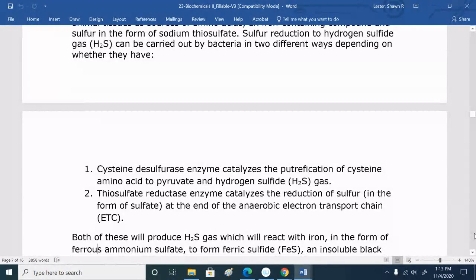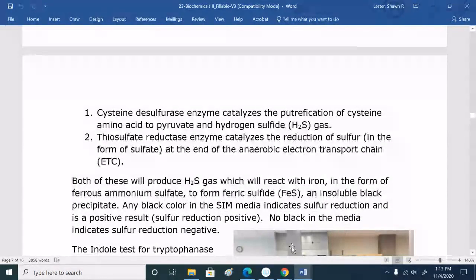So the agar contains iron. And iron can react with hydrogen sulfide to make iron sulfide, FeS, or ferric sulfide technically, right? So the hydrogen sulfide gas will react with iron in the agar to form iron sulfide or ferric sulfide, which is a black precipitate. So it's very easily recognizable. If the tube turns black, it's positive for hydrogen sulfide.